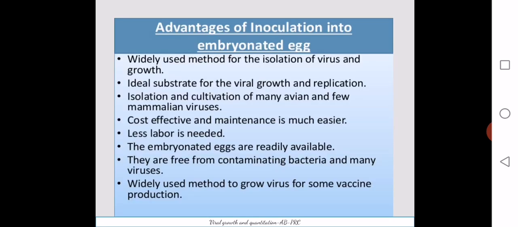And there are various advantages. Basically, less labor is needed, it is cost effective, and maintenance is much easier compared to tissue culture or animals. Then it is free from contaminating bacteria and many other viruses, and is also used for virus vaccine production. These are the major advantages.